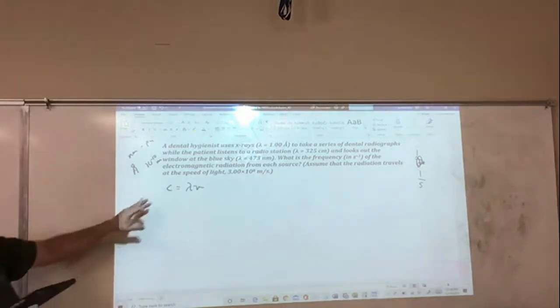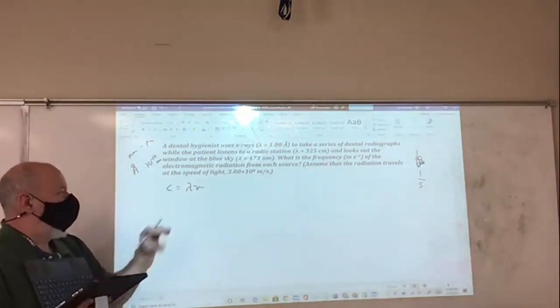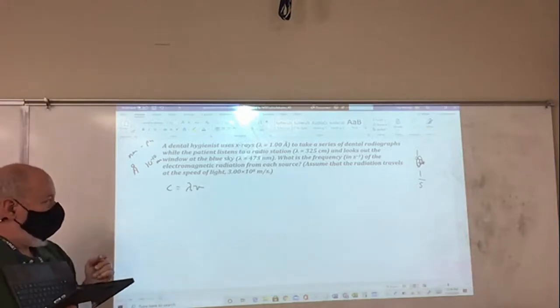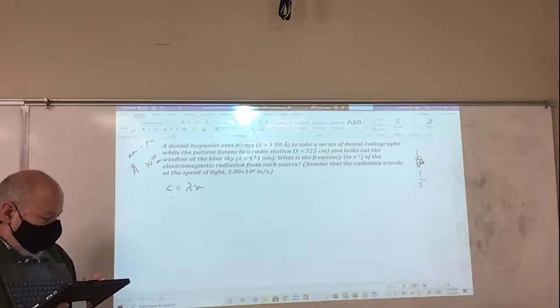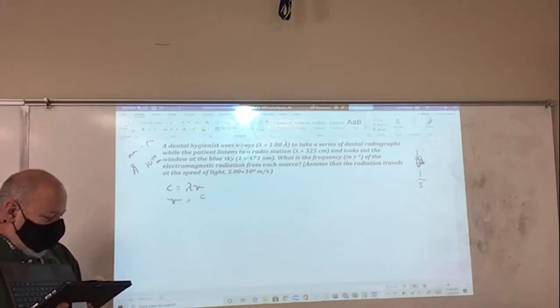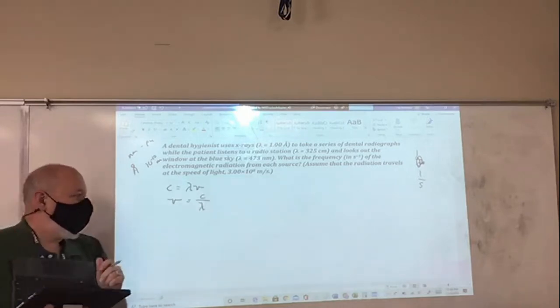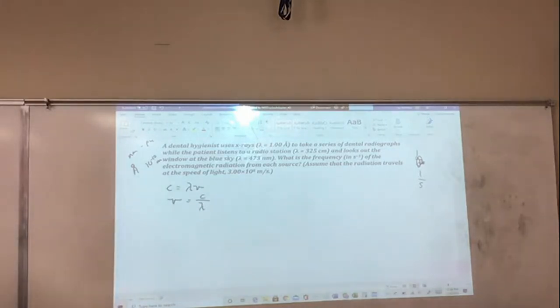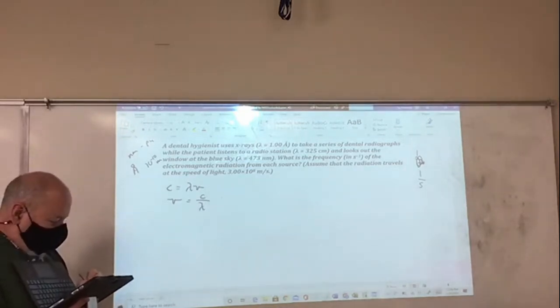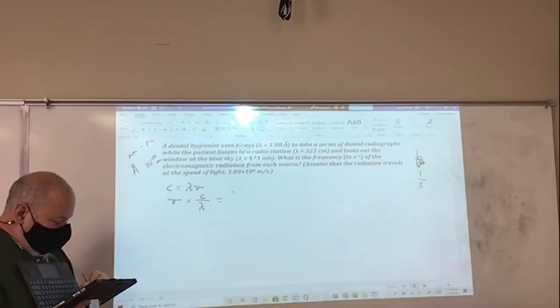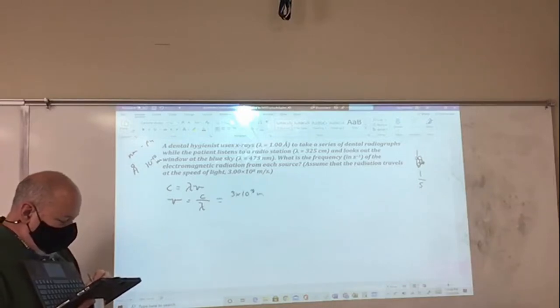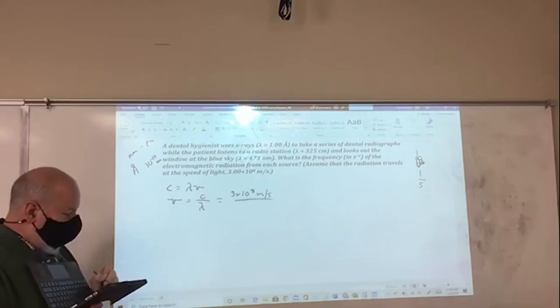And we talked about how we could remember that yesterday too, but it's really a pretty straightforward relationship, right? And so if I want the frequency, I'm going to isolate that by saying frequency equals c over lambda. What's new? c over lambda, right? c is 3 times 10 to the 8th meters per second.